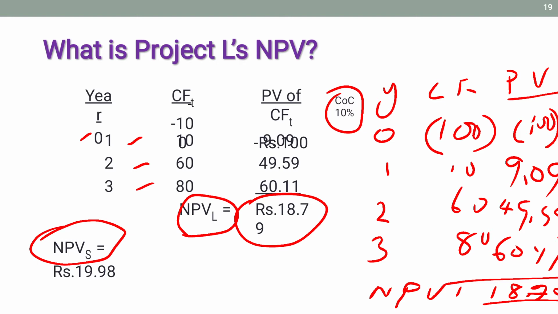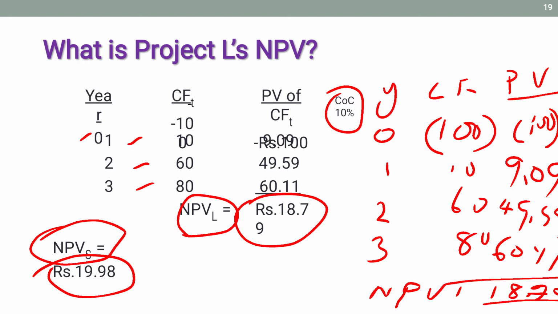Say for an example, NPV of S project is 19.98. Okay, what is your decision? Okay, let's discuss that.